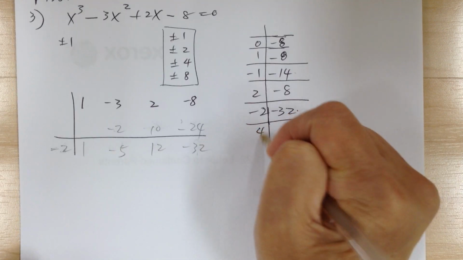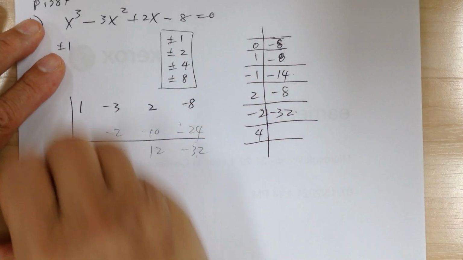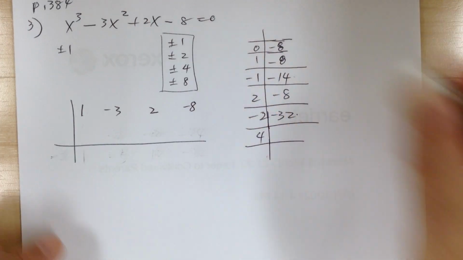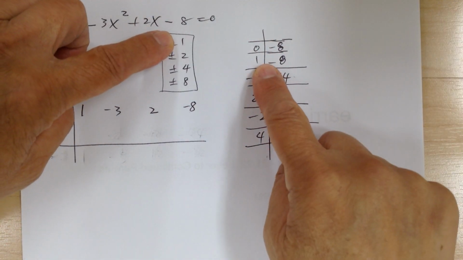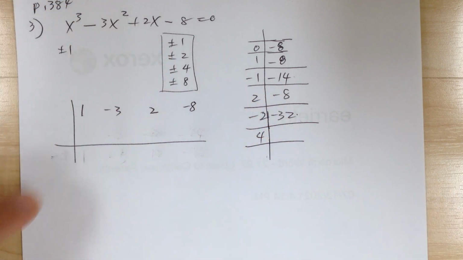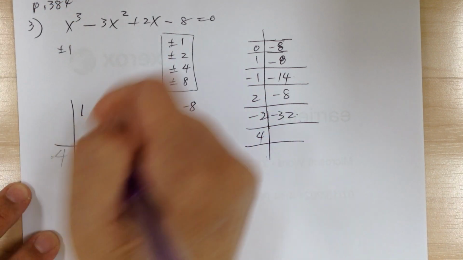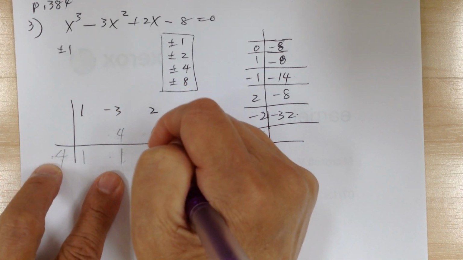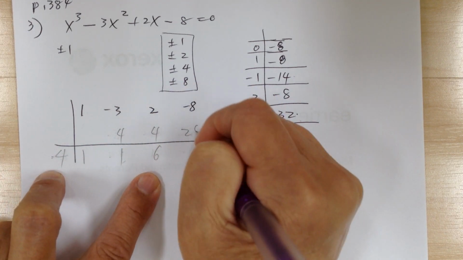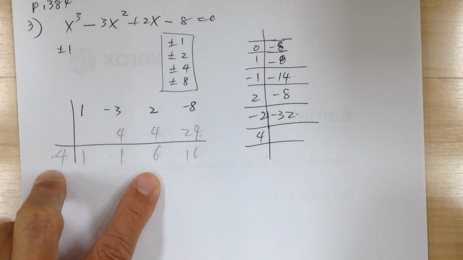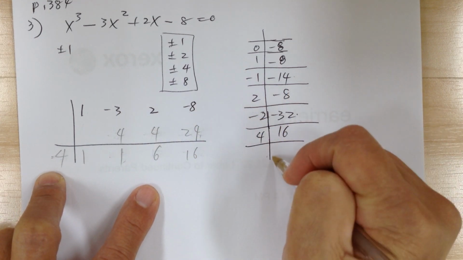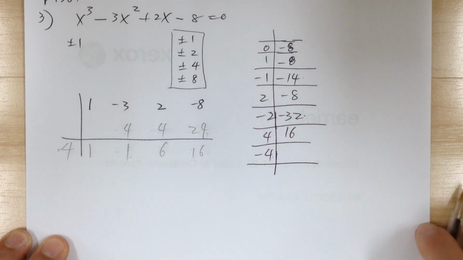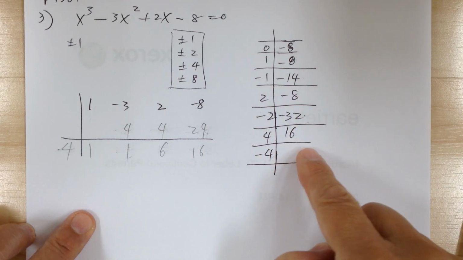So next, I'm going to try 4. Again, if you're totally clueless, just go and try. Keep trying. So again, we try 0, plus or minus 1, plus or minus 2. So we're going to try 4 next. You drop, multiply, you add, multiply, you add, multiply, you add. So when you try 4, you get 16. Now let's go and try negative 4. Again, your goal is to find which one will give you 0.